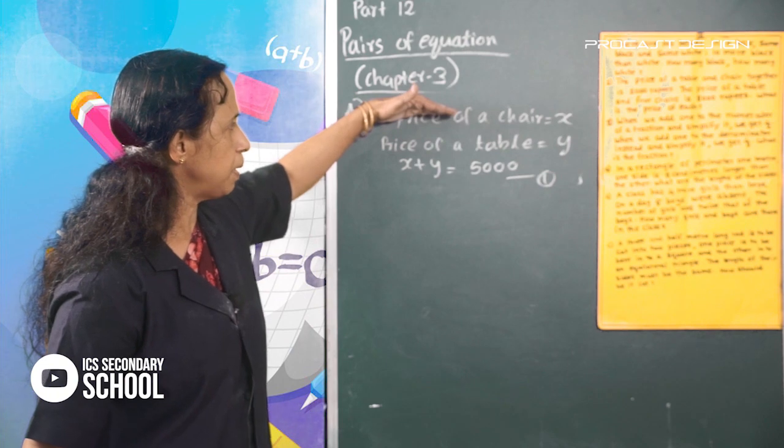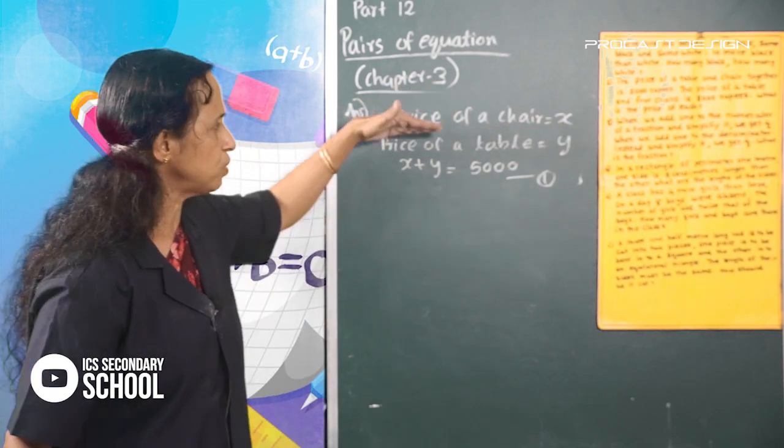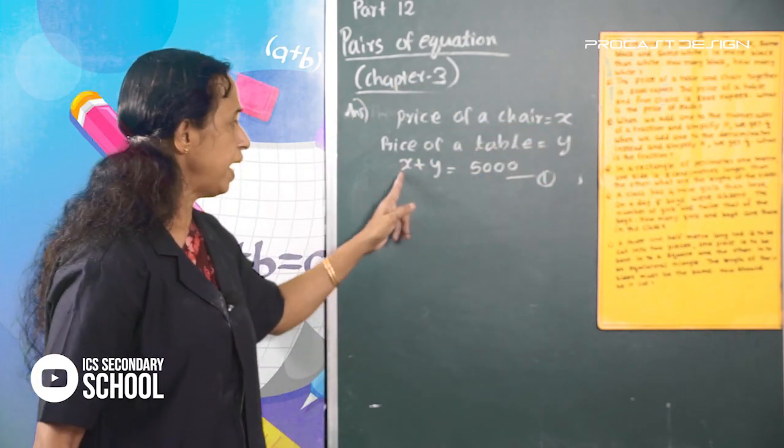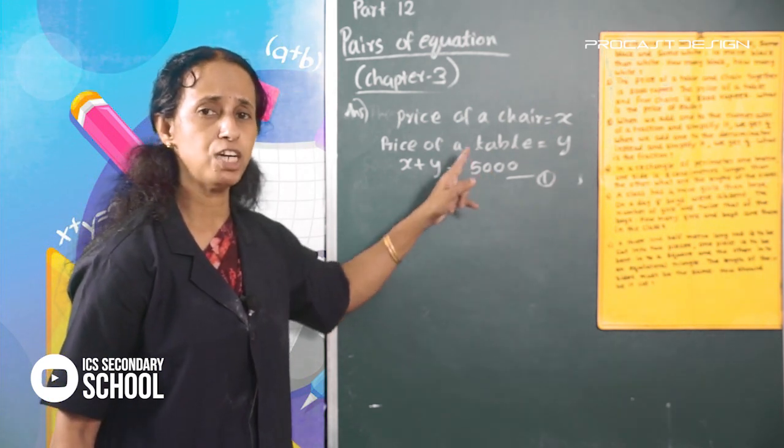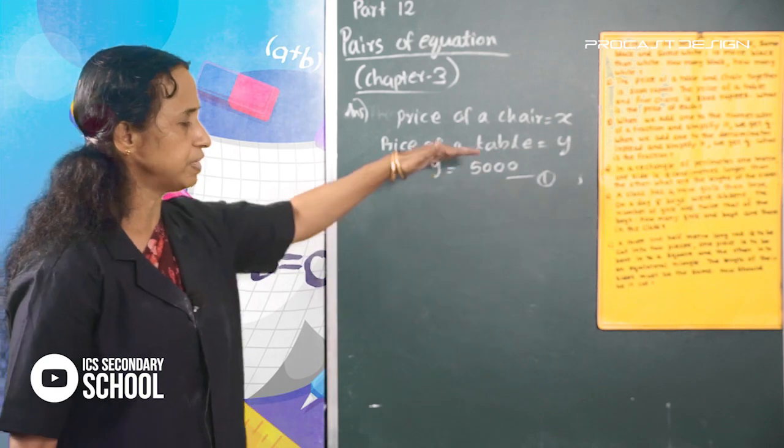Price of a chair is equal to x. Price of a table is equal to y. So, x plus y is equal to 5,000 rupees. The price of a table and chair together is 5,000 rupees. That is the first equation.